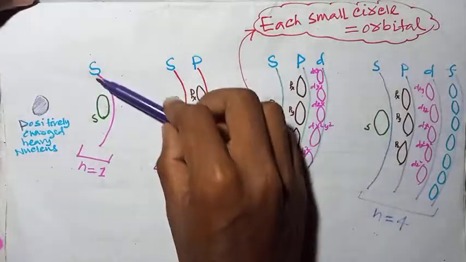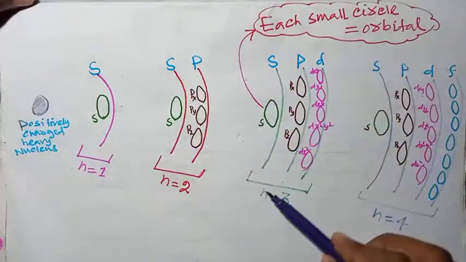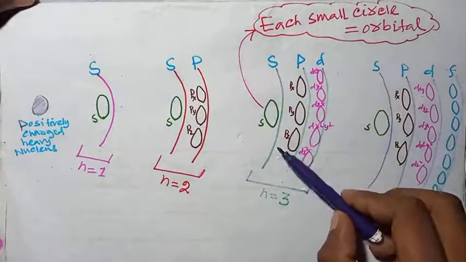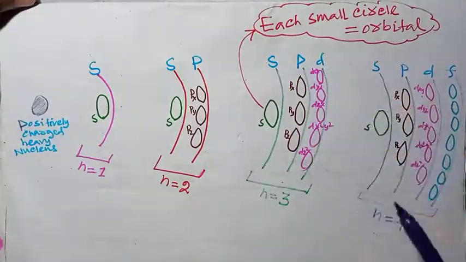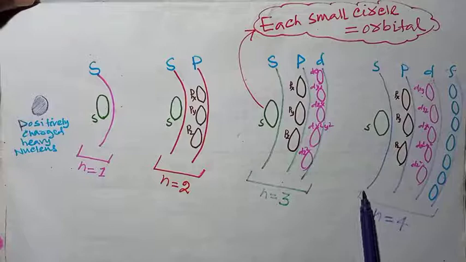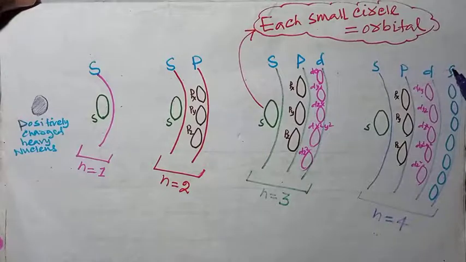So these are basically the subshells. Shell number 3 contains 3 subshells: S subshell, P subshell and D subshell. Similarly, shell number 4 contains 4 subshells: S subshell, P subshell, D subshell and F subshell.